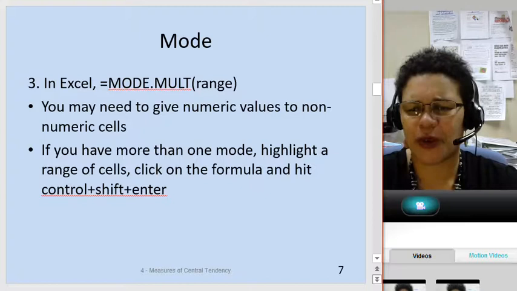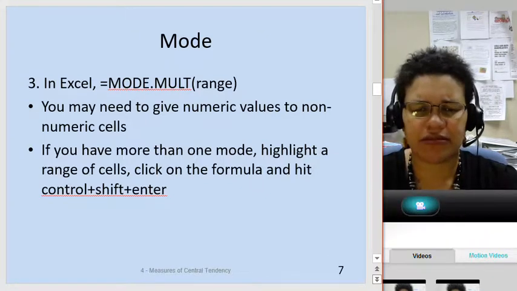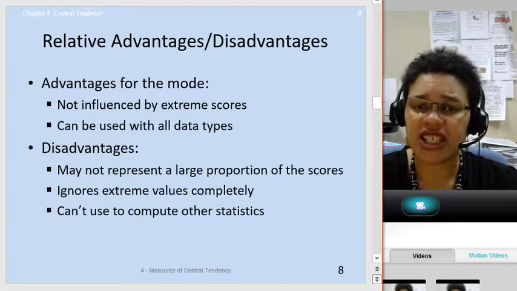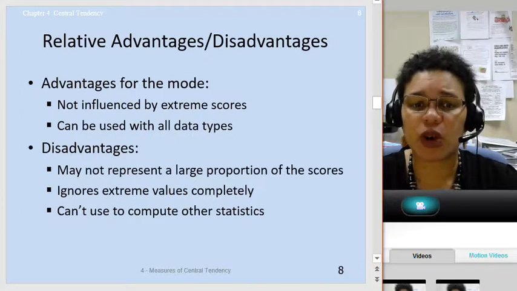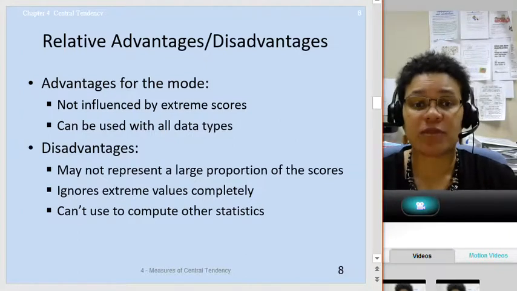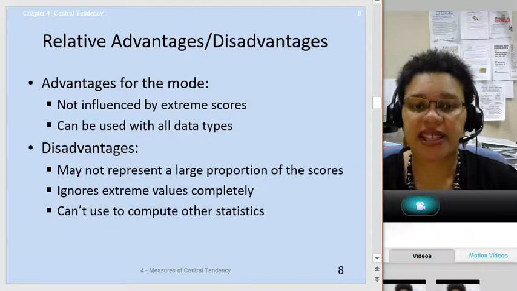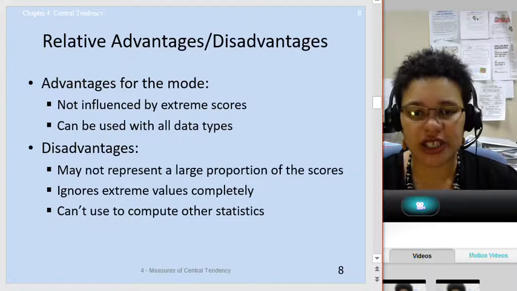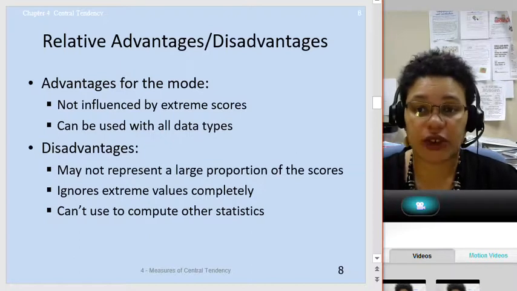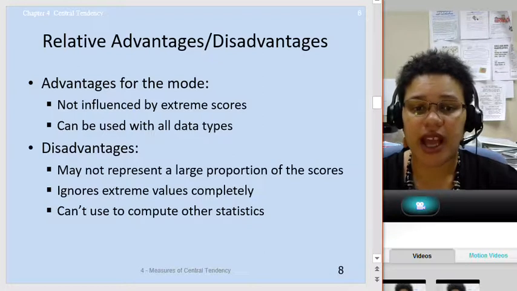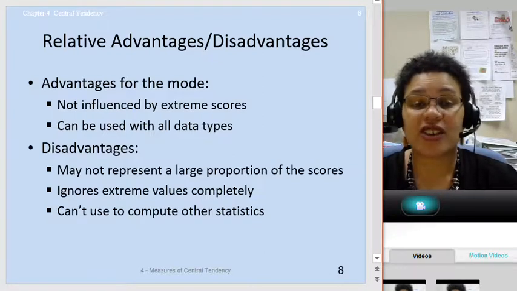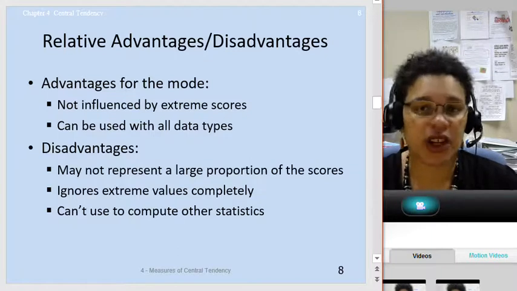But usually for mode, first of all, we're not using mode a lot. Some advantages and disadvantages. Advantages for the mode: it's not influenced by extreme scores. It can be used with all data types. A disadvantage is that it may not represent a large portion of the scores. It's just whichever category or number was most frequent, and it ignores extreme values completely, and you cannot use it to compute other statistics.